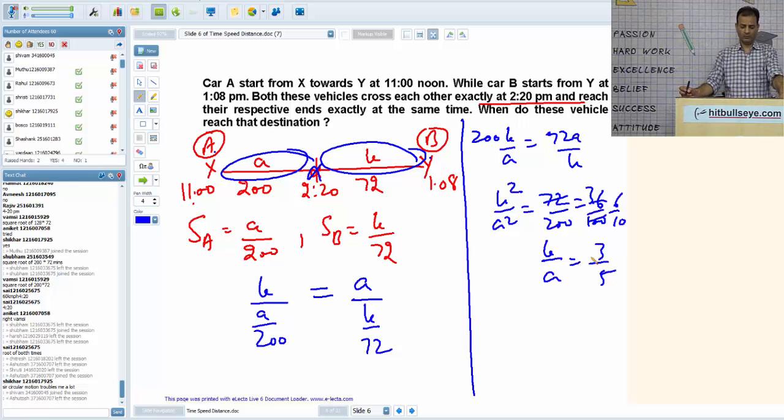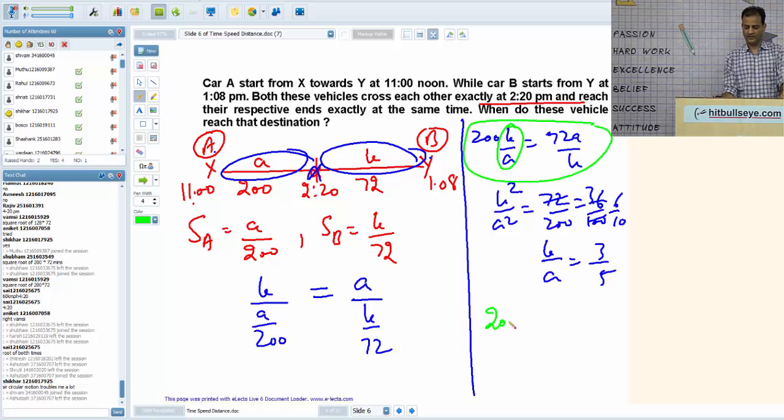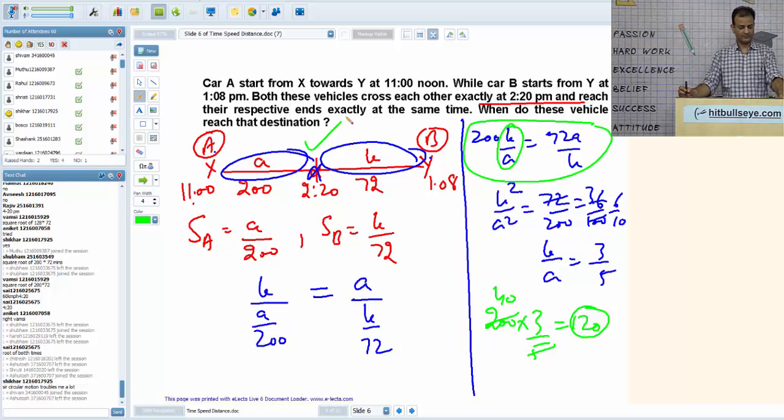Now what will you do? You will put B by A here, and you will get the answer, because this is your time. 200 into 3 by 5, it will be 120 minutes from this point, that is 2 hours, and they will be at their respective ends. So when you add 2 hours to 2:20, it will become, friends, 4 hours. It will become 420. Again, what is the shortcut here, friend?